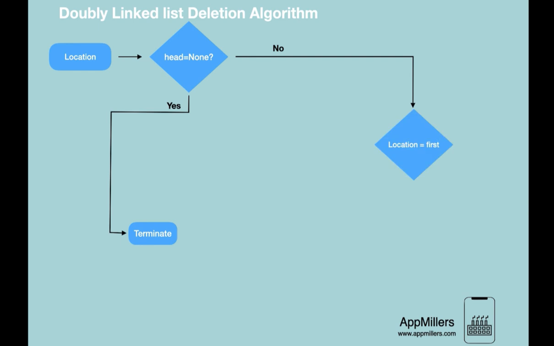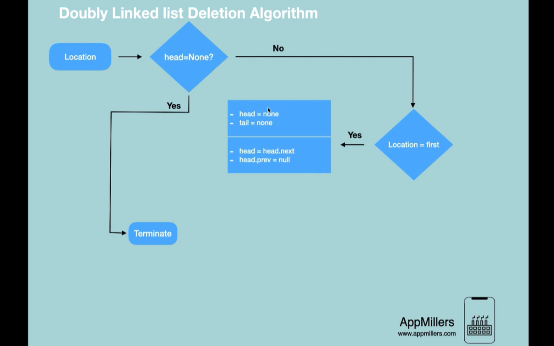So if location parameter points to first, it means that we want to delete a node at the beginning of double linked list. So here we have 2 different cases. The first case is in which we have only one node in our double linked list. So in this case, we are setting head and tail references to none over here. Now the second case is if we have more than one node in our double linked list.